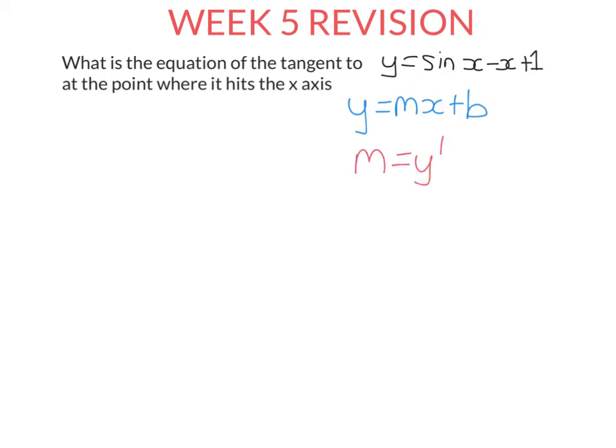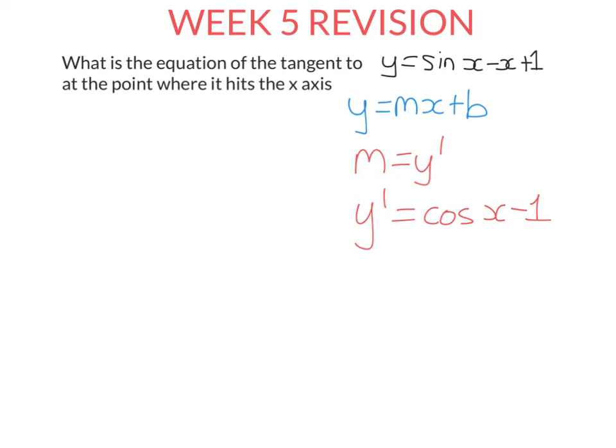So for this function here, the derivative of sine x is cos x, the derivative of minus x is minus 1, and whenever we're differentiating, constants like this vanish. So we need to know what the value of the derivative is at the point where this hits the x-axis.